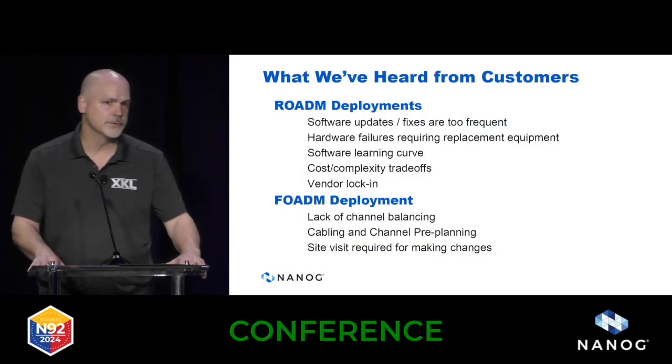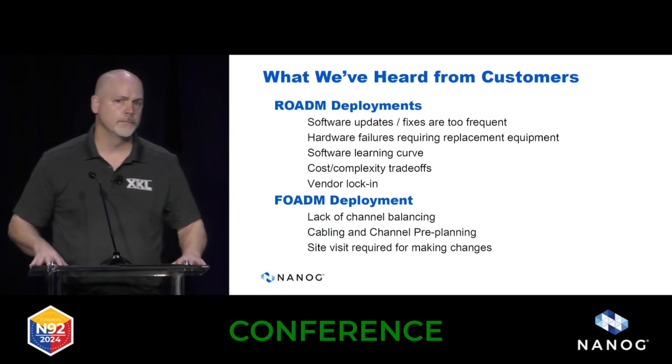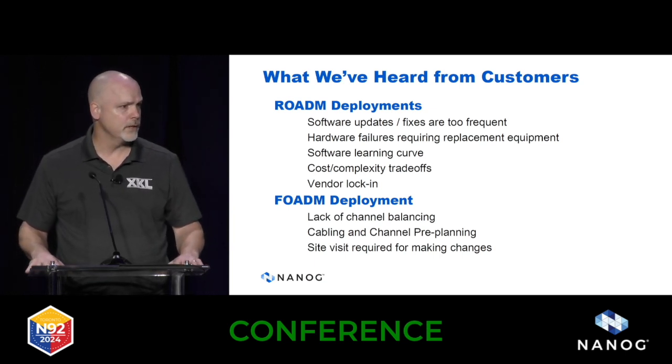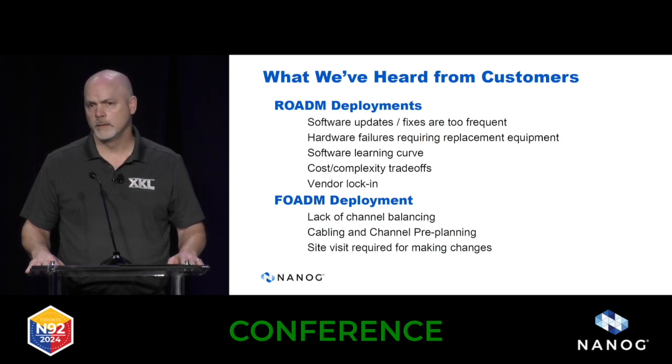So what do we hear from customers? I think it's really important that we hear what you're saying and we address those concerns and those problems, right? I mean, that's why we're here. So, a little snapshot of what we've heard customers talk about in terms of their ROADM deployments and some of their pain points. Software updates and fixes are problematic. It's a big lift, especially at layer 1 when you're trying to keep your network up. You don't want to do any software updates. If it's not broken, don't fix it. Well, some of these things are broken, so they've had some real struggles with that.